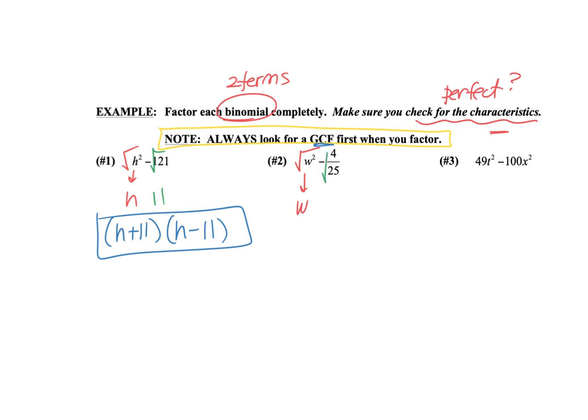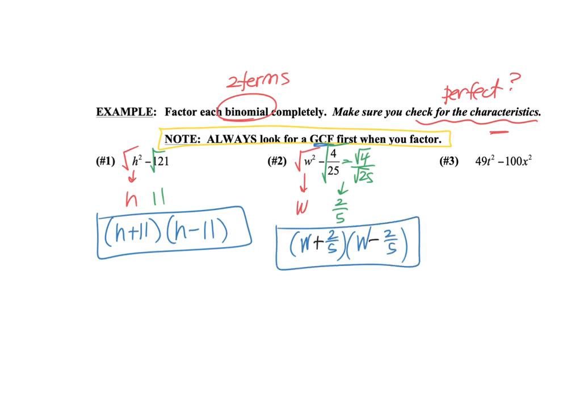Is 4 over 25 a perfect square? It is, because that's the same as me saying the square root of 4 over the square root of 25. And so we know that is really 2 over 5. And so even though this looks more complicated, I'm just going to connect them the same way as I have been. So I'm going to say w plus that 2 over 5 times w minus that 2 over 5. And that's it, right? If I recognize the pattern, I'm good to go.